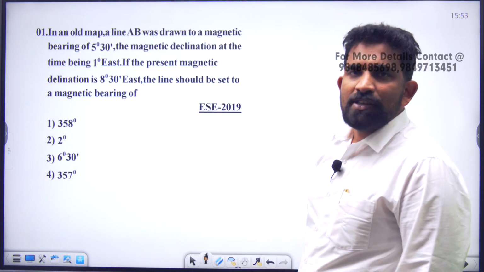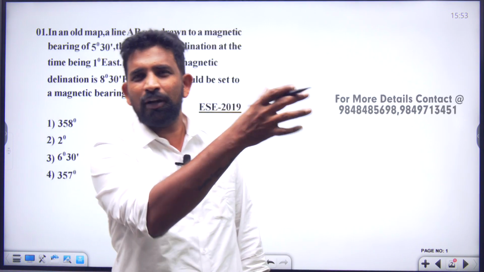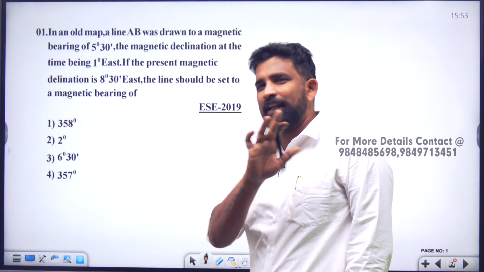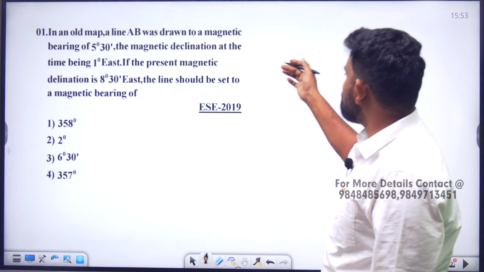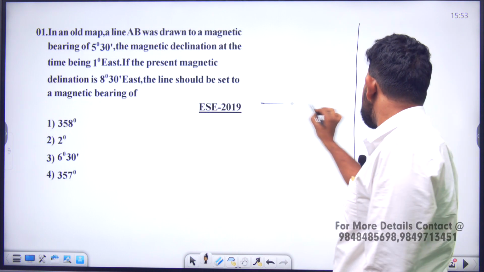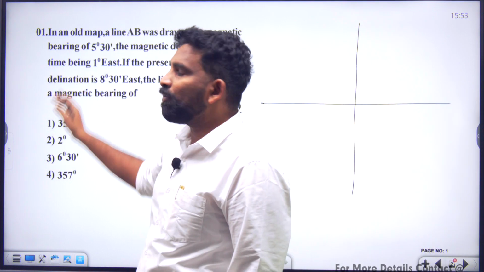If the present magnetic declination is 8 degrees 30 minutes east, the line should be set to a magnetic bearing of. Generally, in any kind of materials, they use some formulas to find these answers. But in our class we are not going to use any kind of formula. We are just going to draw this figure, and figure in a sense is nothing but these coordinates, and from these coordinates itself we are going to find the answer.